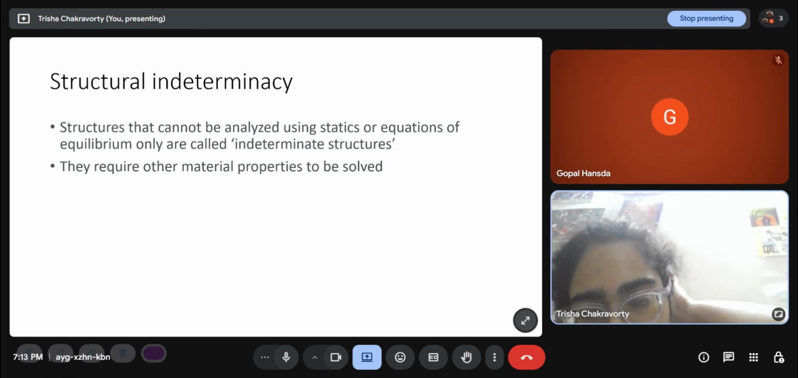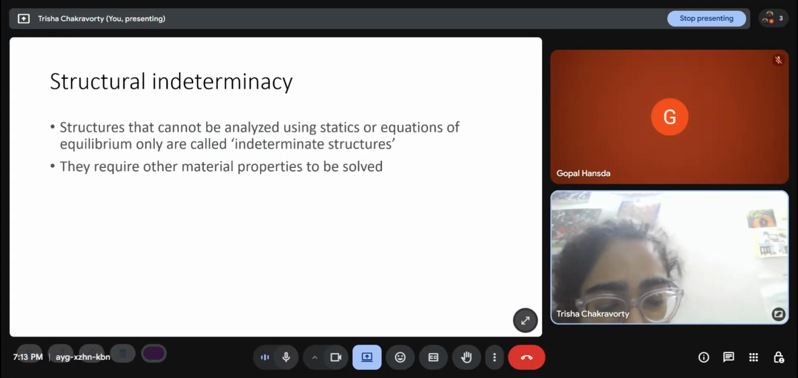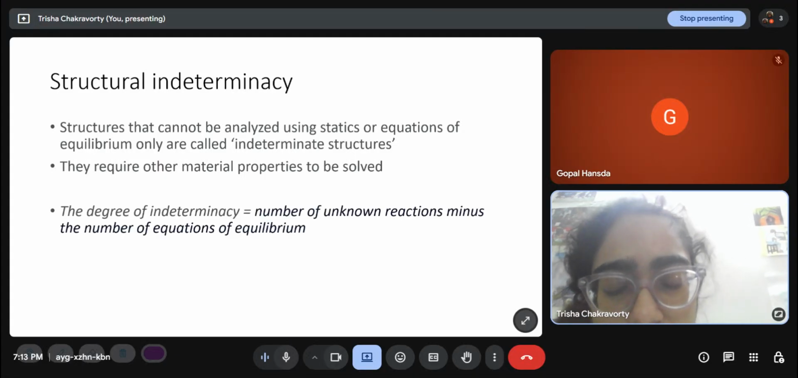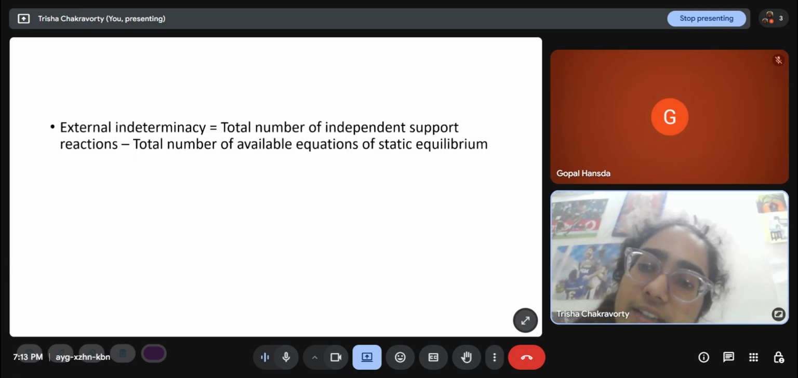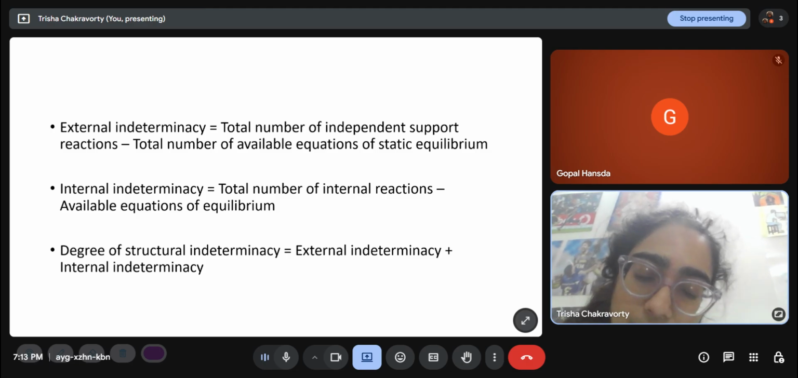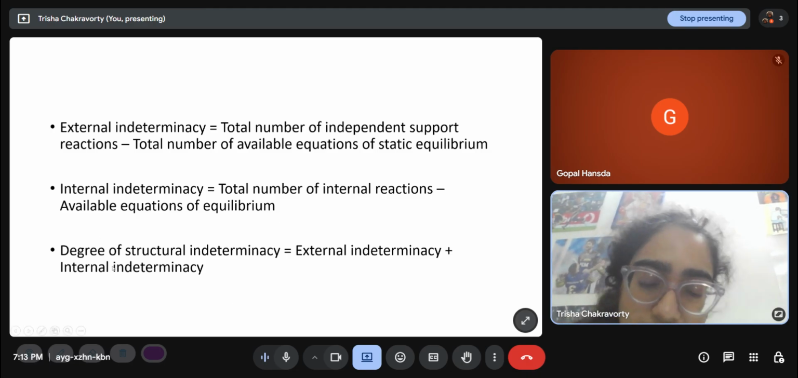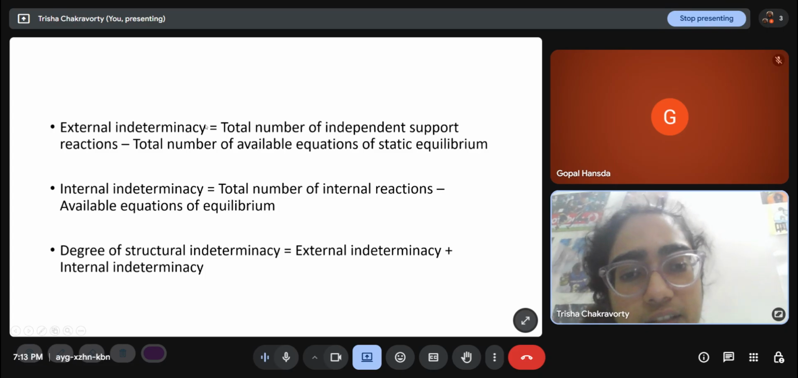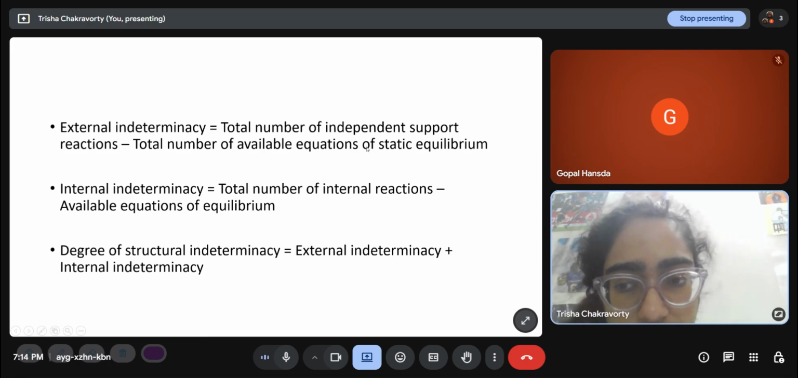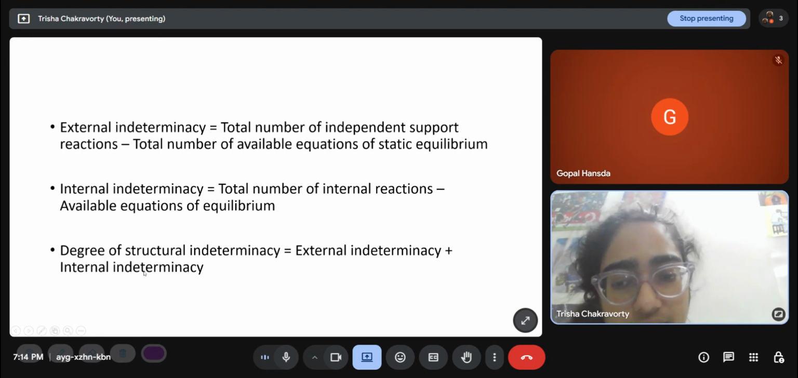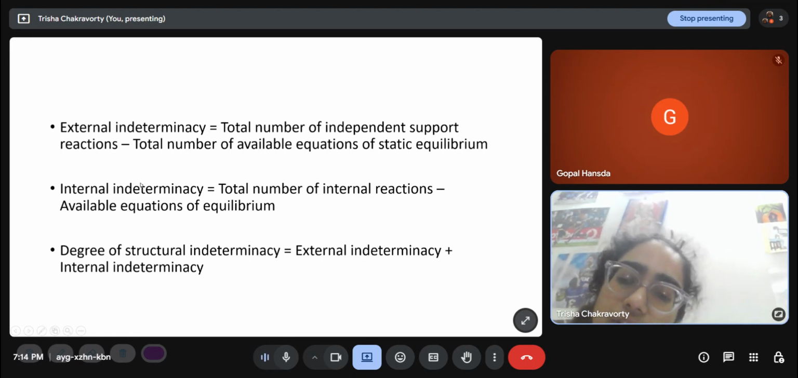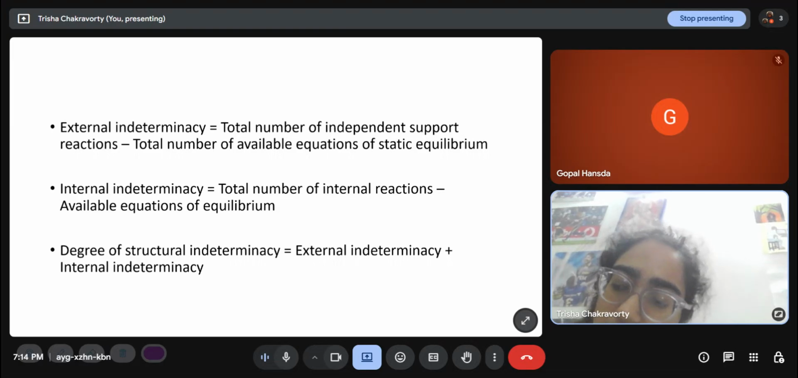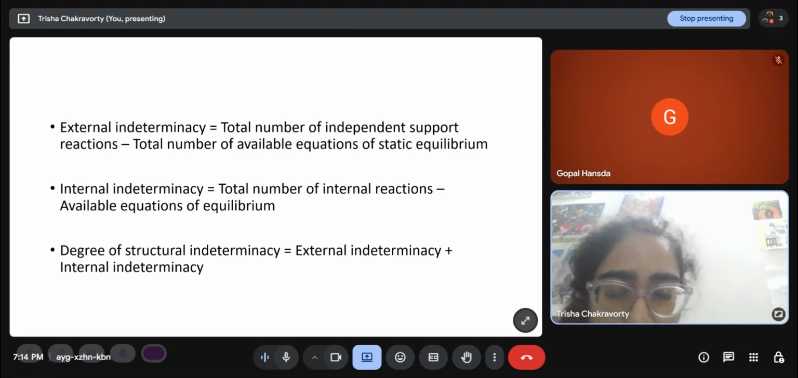But in structurally indeterminate problems, we will need some material properties. The degree of indeterminacy is equal to the number of unknown reactions minus the number of equations of equilibrium. External indeterminacy and internal indeterminacy add up to give the total degree of structural indeterminacy. External indeterminacy is the total number of independent support reactions minus the total number of available equations of static equilibrium. Internal indeterminacy, which is less important, is the total number of internal reactions minus available equations of equilibrium. This internal indeterminacy we'll see as and when we encounter them.